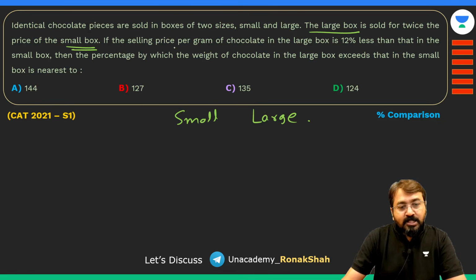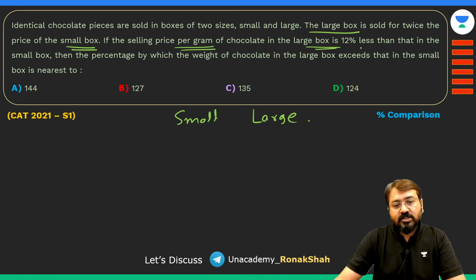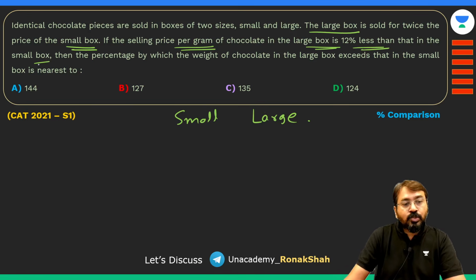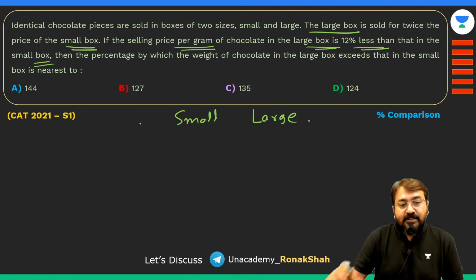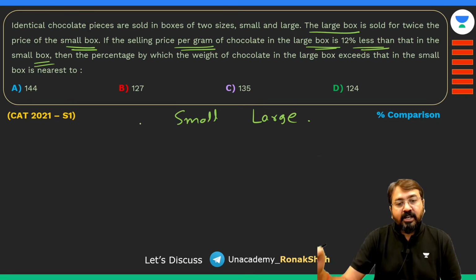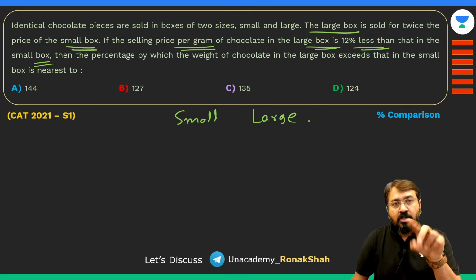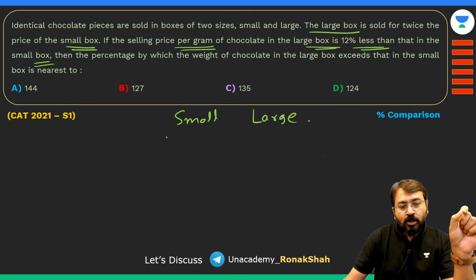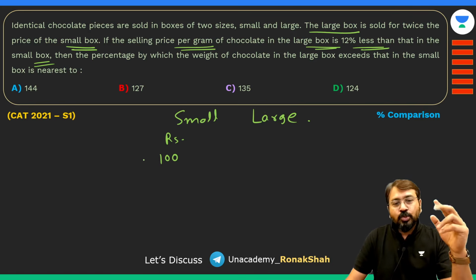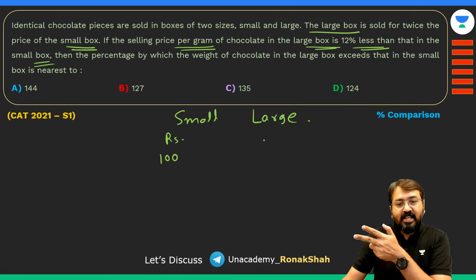If the selling price per gram of chocolate in the large box is 12% less than that in the small box, so I need 2 things over here. One is the selling price of the small box. What is the selling price? So let me assume 100 rupees. Why 100 rupees? So that I can easily reduce by 12%.